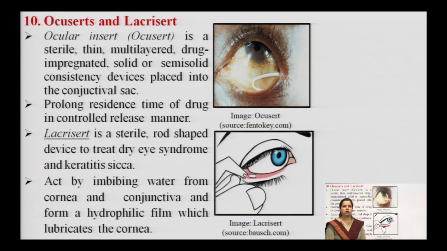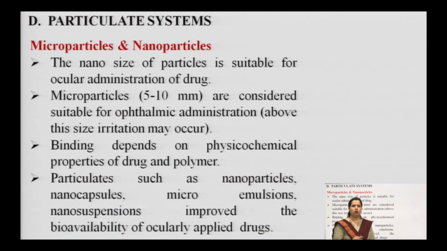The tenth one is ocuserts and lacriserts. Ocuserts are placed within this region, which is known as the cul-de-sac. Ocular inserts are sterile, thin, multi-layer, drug-impregnated solid or semi-solid devices placed into the conjunctival sac, also known as the cul-de-sac. Lacriserts are sterile rod-shaped devices to treat dry eye syndrome. These are the different inserts for eye preparation. Next, microparticles and nanoparticles.